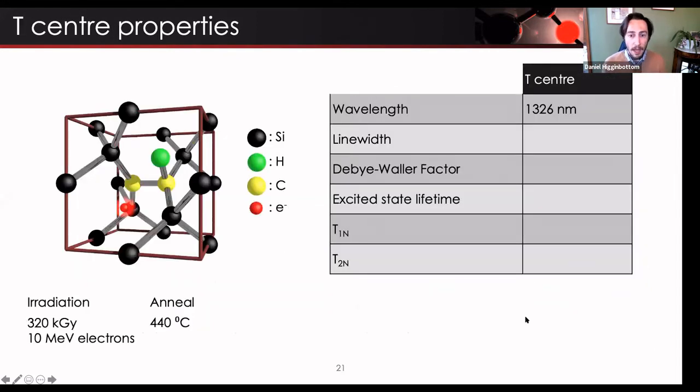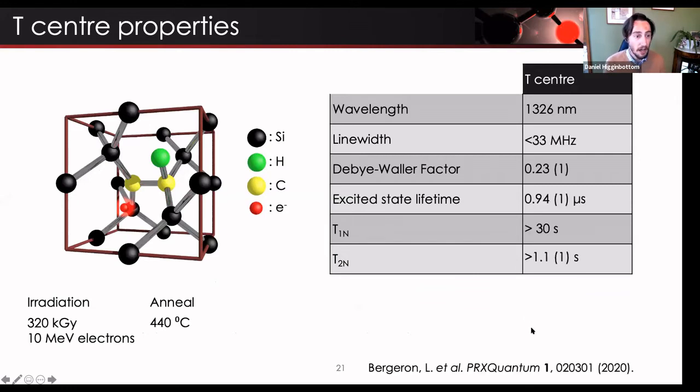Okay, so that's the T center. There's a lot of new properties which we've discovered in the last year, and they're summarized here in this table. So in particular, I want to highlight that these are very low line widths. They're within a factor of 200 of the homogeneous line width, the lifetime limited line width. This is an appealing zero phonon fraction. The excited state lifetime indicates a decent dipole moment, and we have nuclear and electron spin coherence times, which are more than sufficient for quantum technologies.